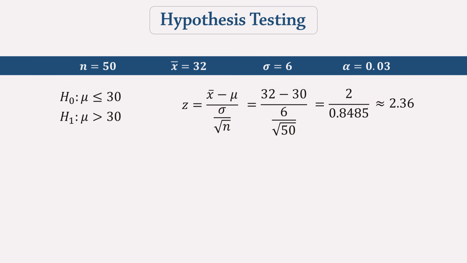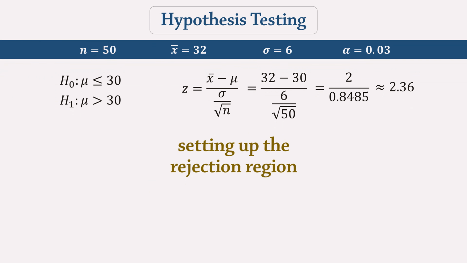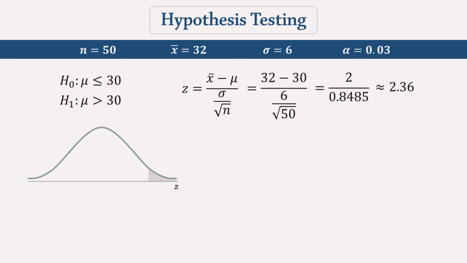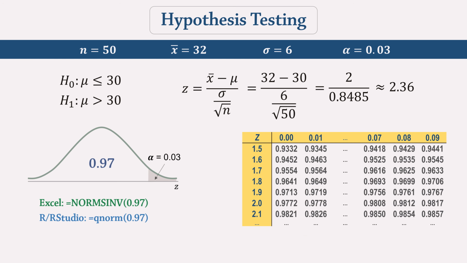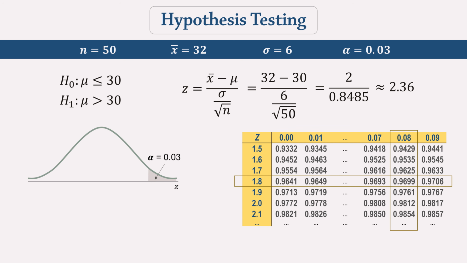Next, we set up a critical or rejection region for the test. Since this is a right-tail test, the rejection region will be in the upper tail here with an area of 0.03 representing the significance level alpha. Thus, the less than area is 1 minus 0.03 or 0.97. We can then use software or search in the less than z table for the closest value to 0.97. The closest to 0.97 here is 0.9699, indicating a z-critical value of 1.88.